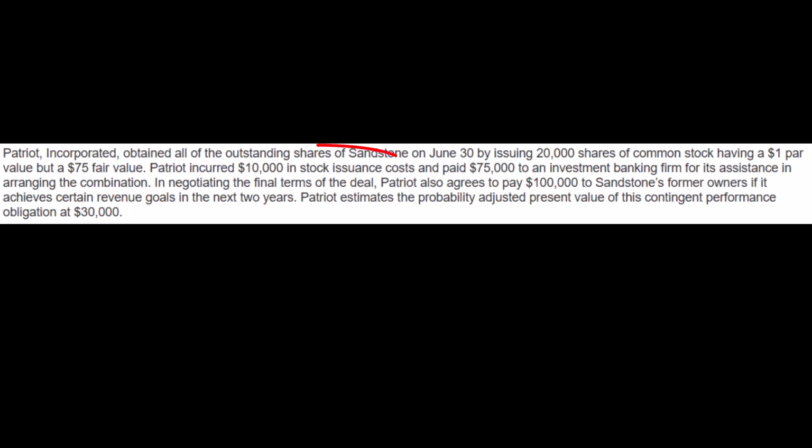The $10,000 in stock issuance costs are viewed as a direct reduction of the capital raised from issuing that stock. Therefore, that amount reduces additional paid-in capital. It never touches the income statement. On the other hand, the $75,000 investment banker fee is considered an acquisition-related expense. It's a cost of making the deal happen, and the accounting rule is clear. It must be expensed in the period you incur it. This does reduce your net income.